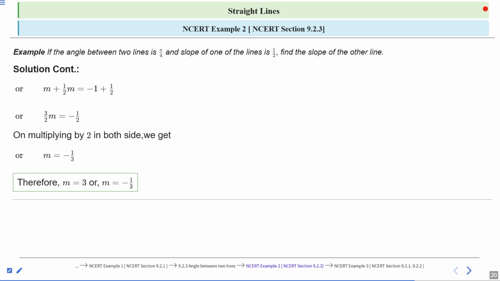So therefore, we obtain m equal to 3, or m equal to minus 1 by 3. So the slope of the other line might be 3 or minus 1 by 3. Clear? And this is the final answer.